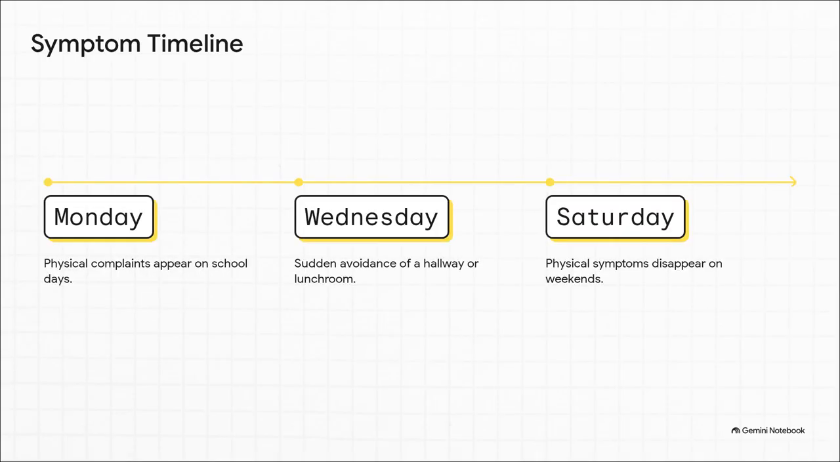And here's where it gets really interesting, because we have to look at how this affects the body. A student might start Monday with very real physical complaints. We're talking stomach aches, headaches, nausea. By Wednesday, that might evolve into physically avoiding a specific classroom. But then, watch what happens on Saturday. The weekend hits and poof, those physical symptoms completely vanish. This massive night and day contrast between school day stomach aches and totally symptom-free weekends, that's a huge indicator that the school environment itself has become a psychological trigger because of unresolved digital conflict.